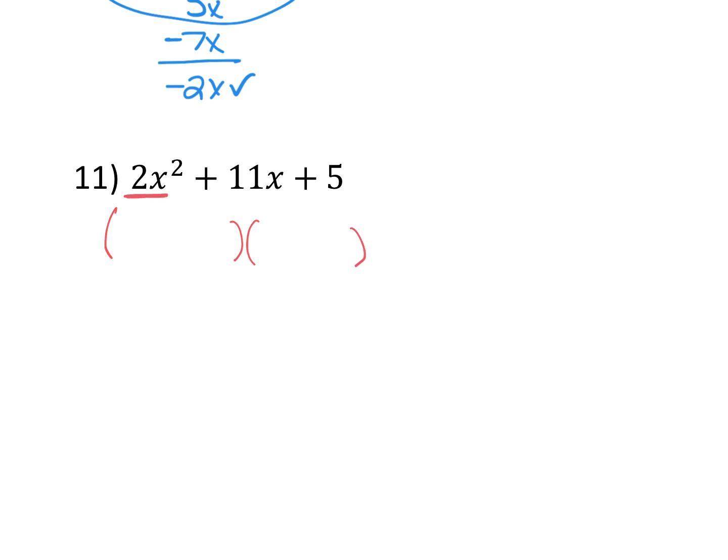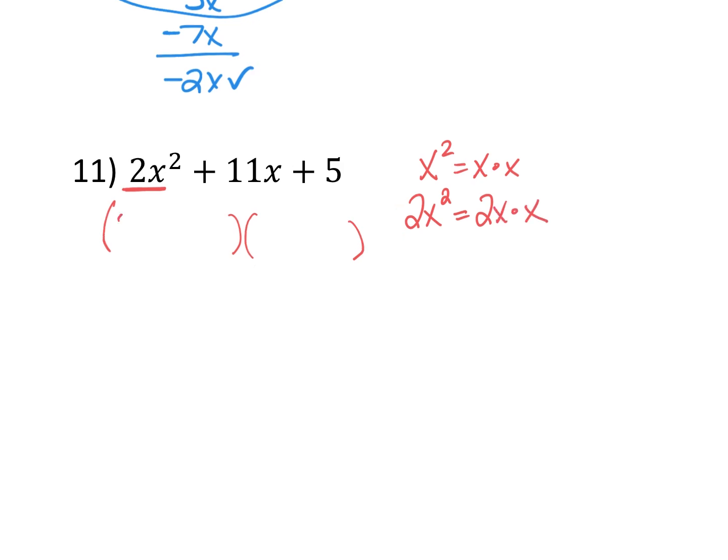This time I have 2x squared. So just like we said x squared was x times x, 2 is a prime number, so 2x squared is always going to be 2x times x, or x times 2x, either way. So my first spot is going to be 2x times x. Now, if it wasn't a prime number, we would have more options. But since 2 can only be 2 times 1, these are our only options. Now I know my second spot has to be things that multiply to 5. So in this case, I just have 1 and 5.